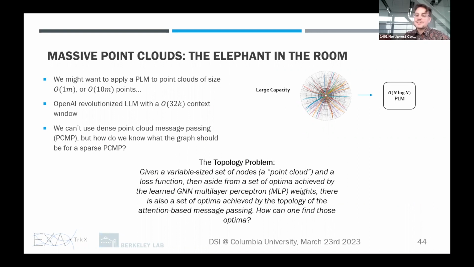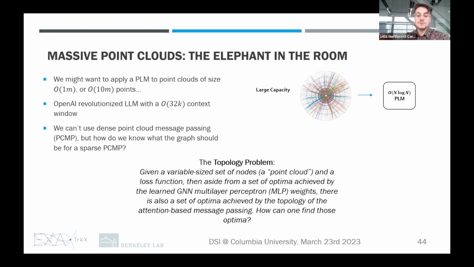But the sort of elephant in the room is, how do we actually scale these to hundreds of thousands of points, millions of points, tens of millions of points? We've probably all heard that OpenAI has made billions of dollars by scaling to around 32,000 points, and that's sort of the state of the art for a transformer. I can see that it would take several years before we're able to scale that up to another order or two of magnitude. So my intuition is that we probably shouldn't be using dense point cloud message passing, meaning transformers.